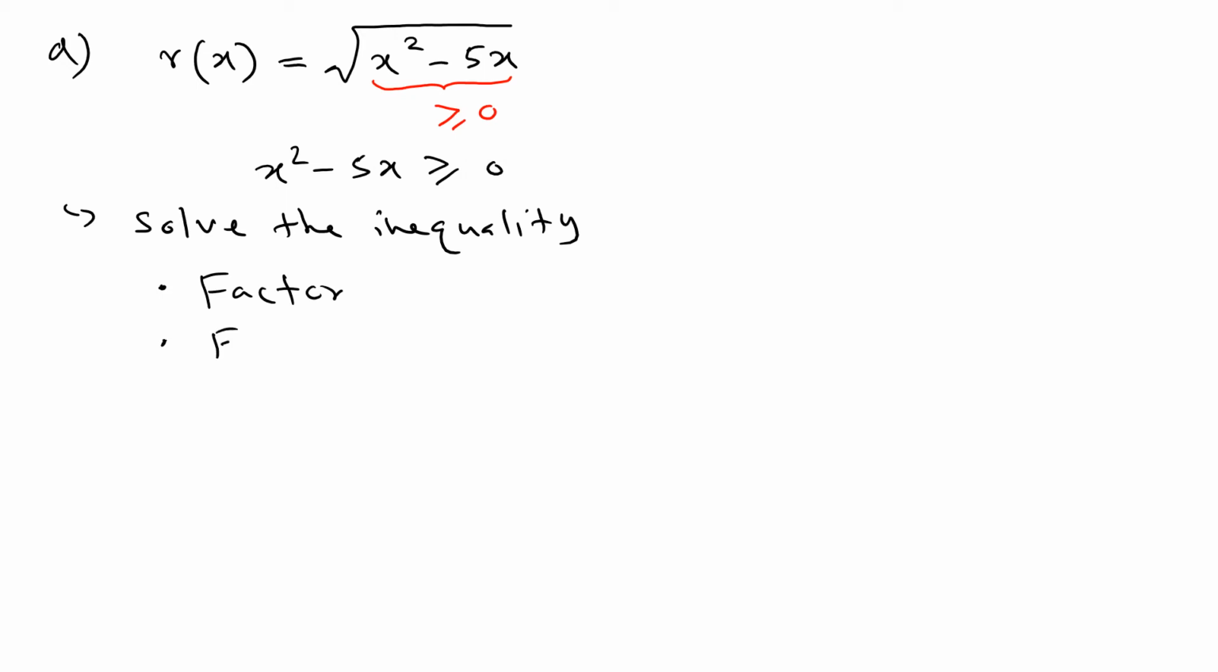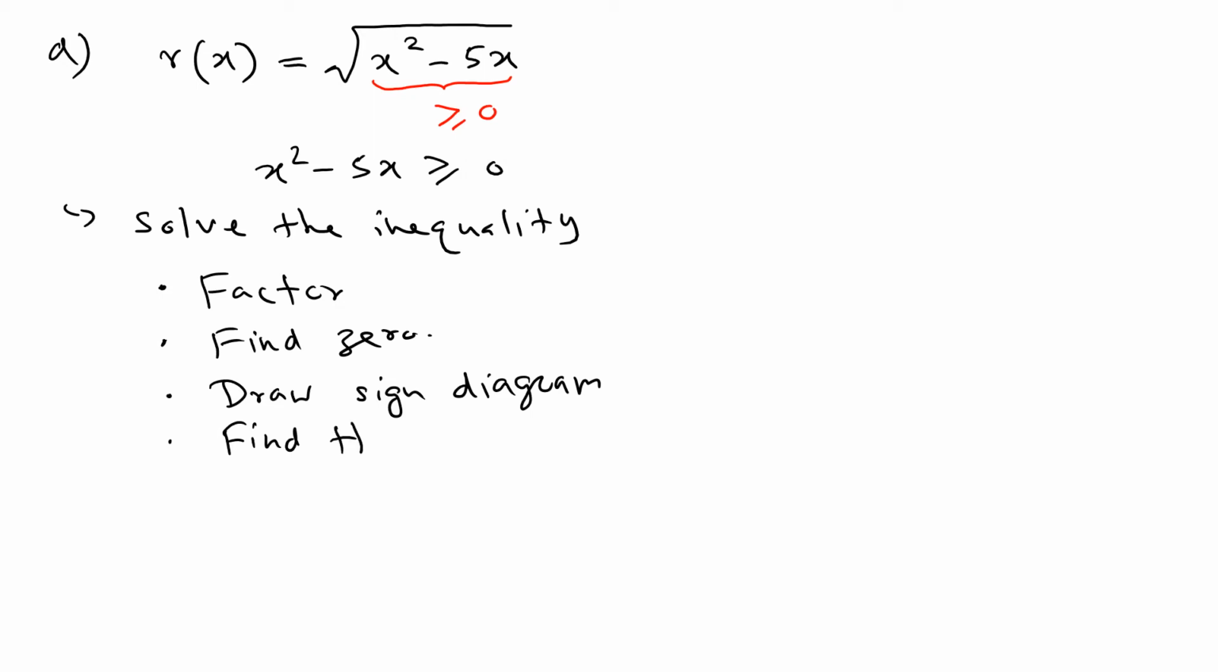and then find zeros, and then draw the sign diagram, and then find the solution. Actually, before that, to do the sign diagram, we pick test points. So I'm going to show you how to do that. Then find the solution. So those are the common steps for a problem like that.